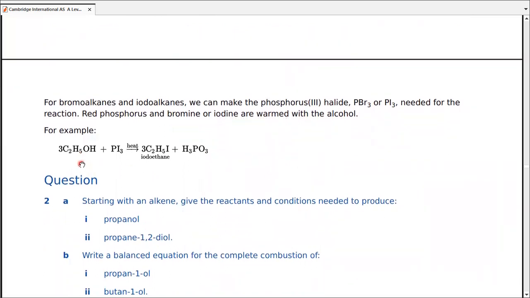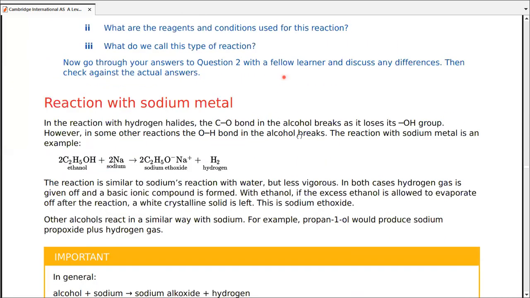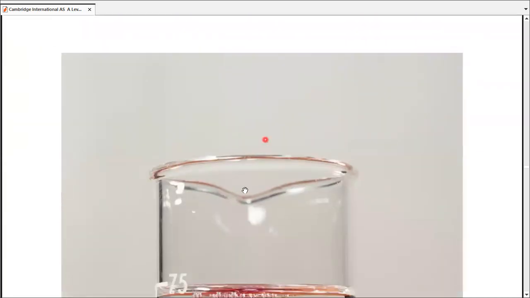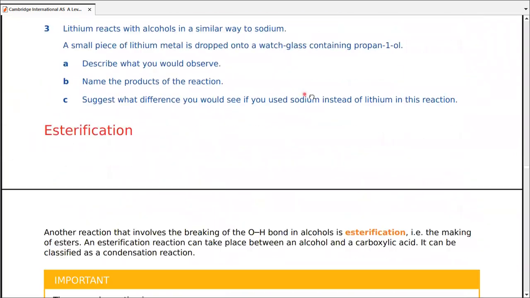So if you go with PI3, heating would give you iodoalkane, which gives us the idea that for PX3s, whether it's PBr3 or PCl3 or PI3, doesn't matter, you always require heat for the reaction to proceed, right? Yes. There are other parts of the chapter.